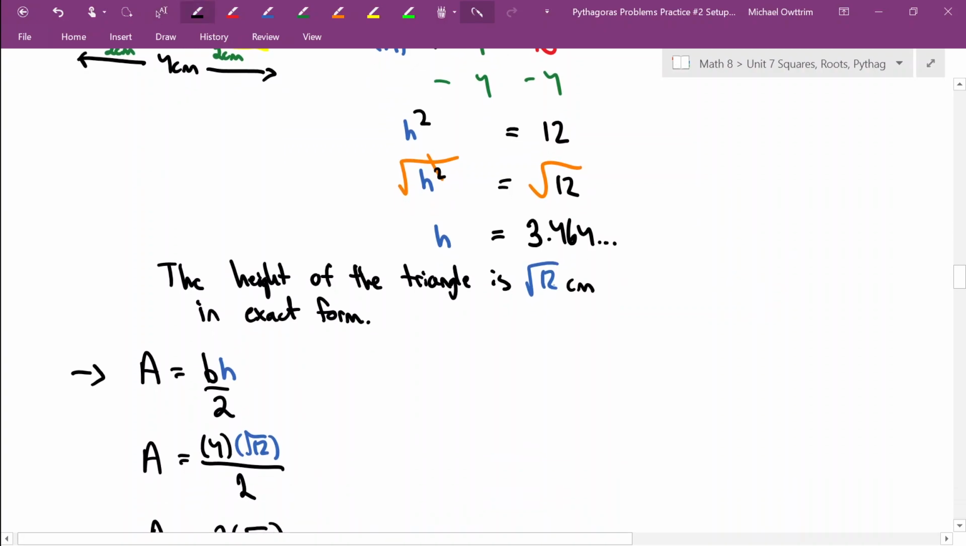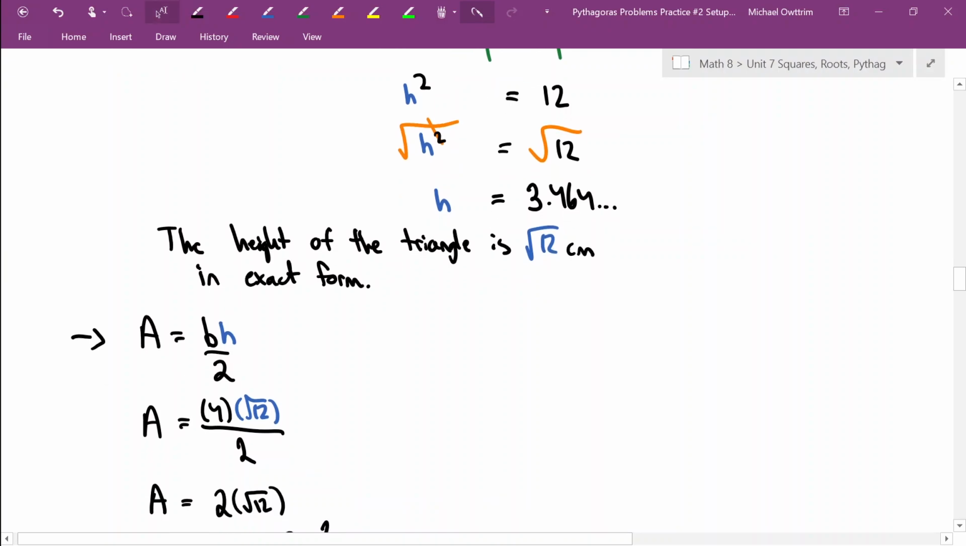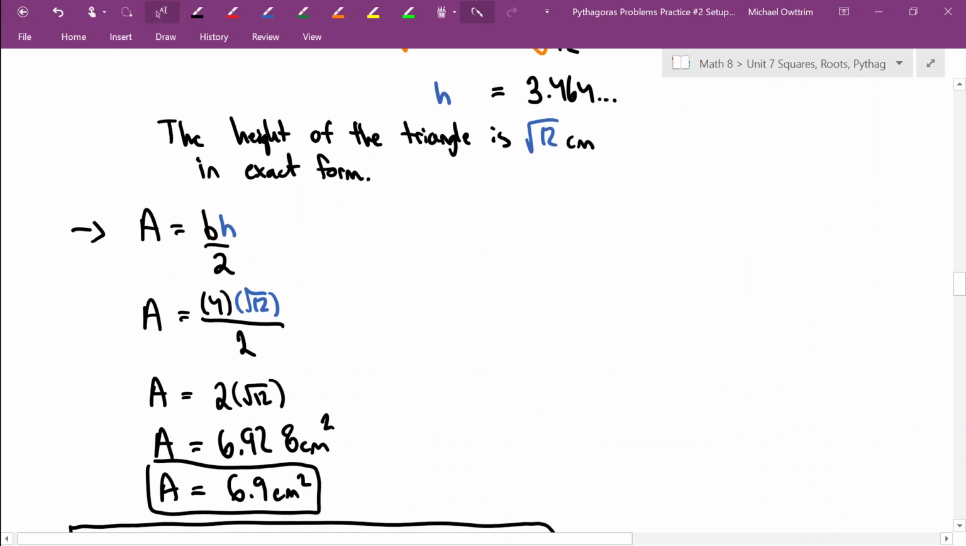We're going to keep that exact as possible for now, so we'll say that the height is square root of 12. Again, substitute that height into our area formula. Area is base times height divided by 2. The base was 4. The height perpendicular to that we just figured out is the square root of 12. We have to divide that by 2.